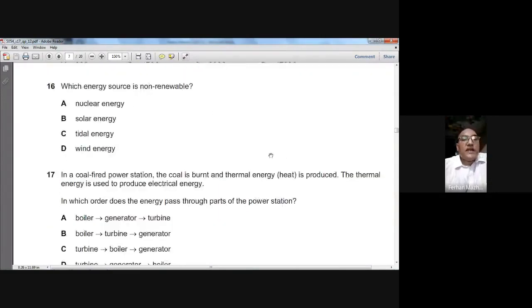Okay, on your screen we have question number 16. Which energy source is non-renewable? Nuclear energy is non-renewable. Solar, renewable. Tidal, renewable. Wind, renewable. So A is the choice. Nuclear energy is a non-renewable energy source. So A is the choice.